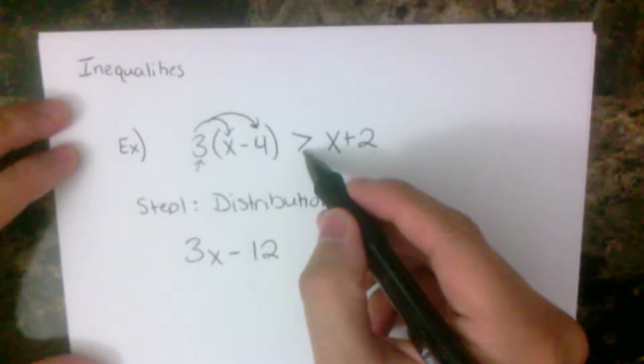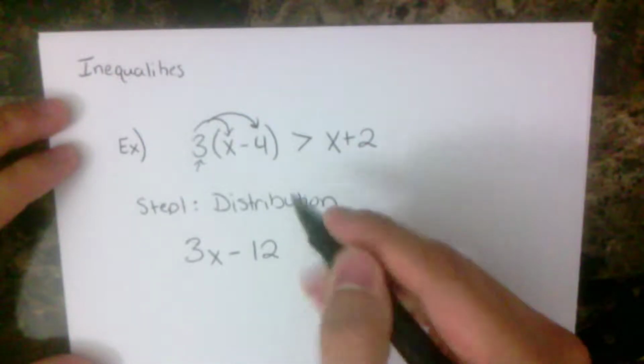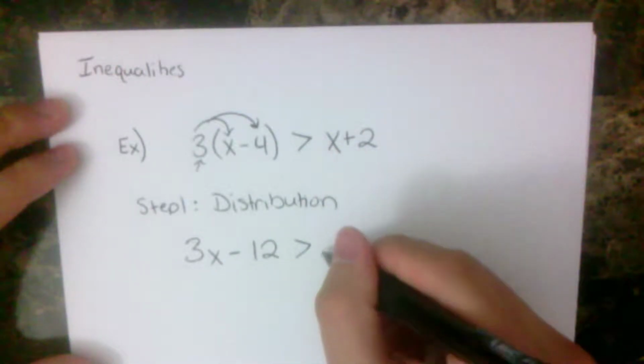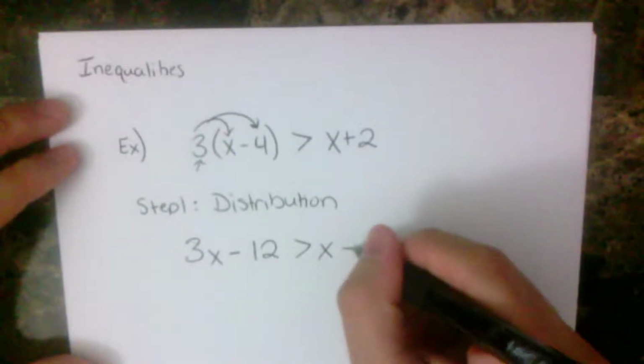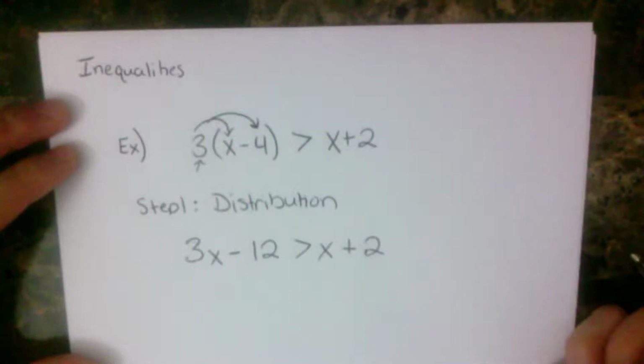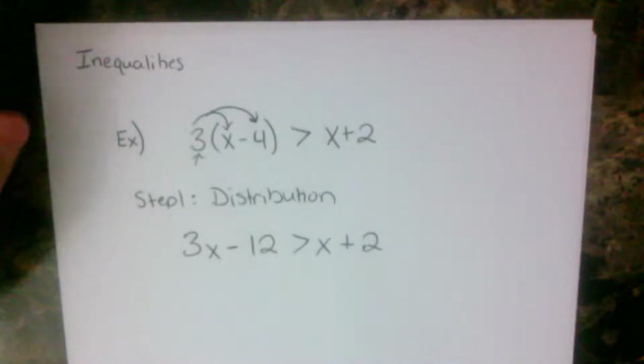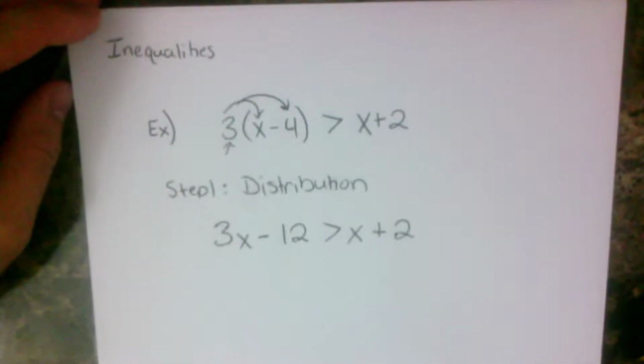Everything else is going to come down, so our greater than sign is just going to come down. Our x is going to come down. Our 2 is going to come down. And remember, it's a positive 2. All right. So step 1, you want to go ahead and distribute. That's typically the easiest way to start.